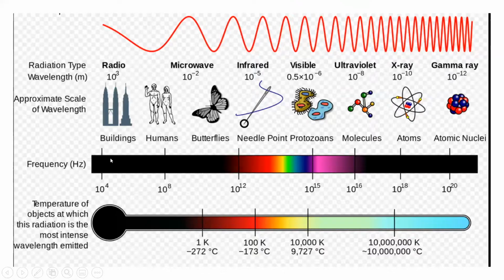So here we see the frequency, so how many waves pass a point per second, and gamma rays have the highest frequency and radio has the lowest frequency. Okay, this is an interesting thing about the temperature at which radiation is the most intense. Okay, that's quite interesting actually. It says about 100 Kelvin, up to, this is quite extreme, 9,007.